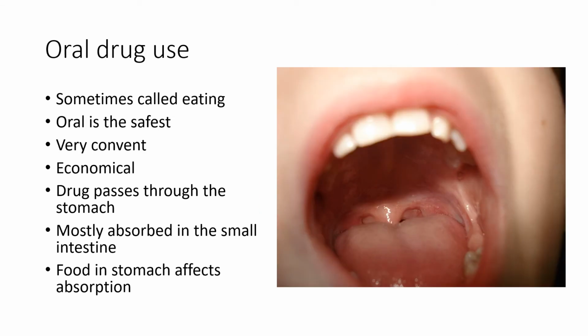Let's take a look at some of these routes of administration in a little more detail. First, oral drug use, sometimes called eating. Oral is the safest. It's very convenient and it's economical. The drug passes through the stomach, mostly absorbed in the small intestine. Food in the stomach affects absorption. Some prescribed medications say to take on a full stomach. Others may say to take on an empty stomach, so it will pass through and be absorbed more readily.